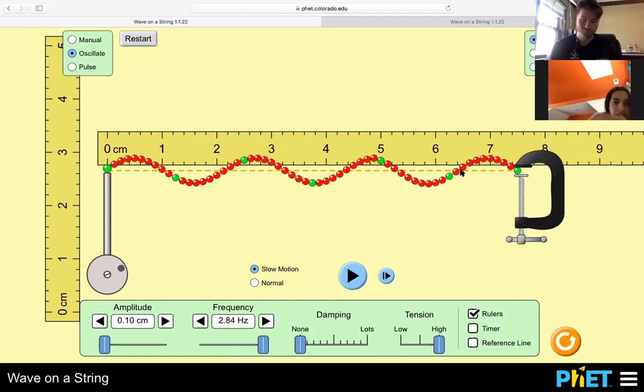So wait, then if I have 4 antinodes, then I would have 3 nodes? Perfect. Okay, now this is starting to make sense. Good. As I said, it takes a second. I know it's a difficult lab to do, especially when you don't have anything right in front of you, but it's always a lot more fun.